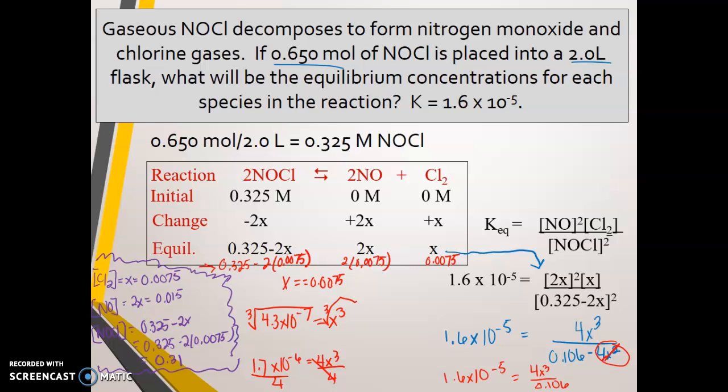Hello, AP Chem. In our video for 13.6, I ran out of time to give you those concentrations for the different species. So chlorine is going to be 0.0075, NO is going to be 0.015, and NOCl is going to be 0.31. Hopefully you were able to get those answers on your own, but I wanted you to be able to check those as well.